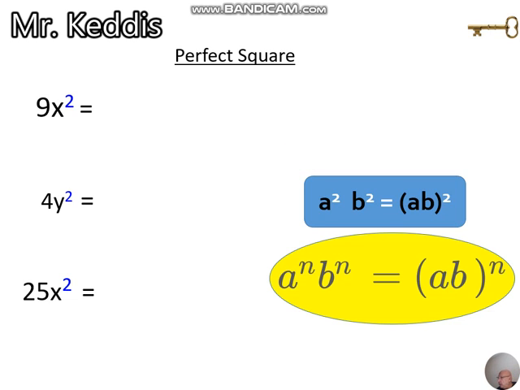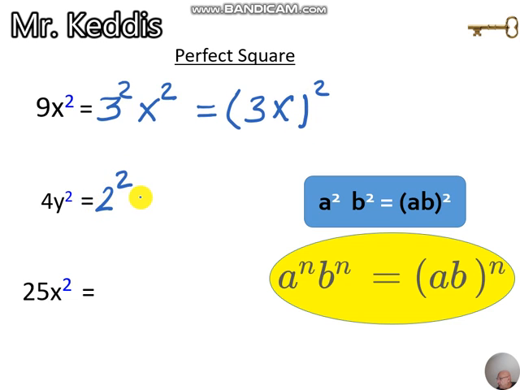9x squared, I'm going to write 9 as 3 squared. When you have a squared, b squared, I can write this as (a times b) raised to the power of 2, quantity squared. The same thing, a to the power of n, b to the power of n, I can write as (a times b) quantity raised to the power of n. And this became 3 times x, quantity squared.